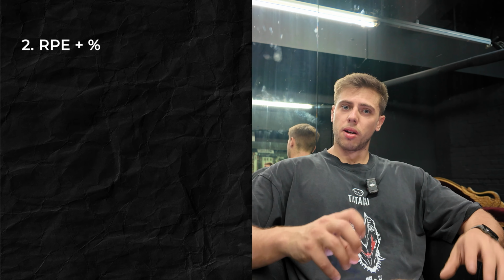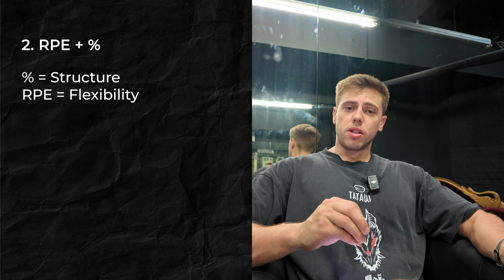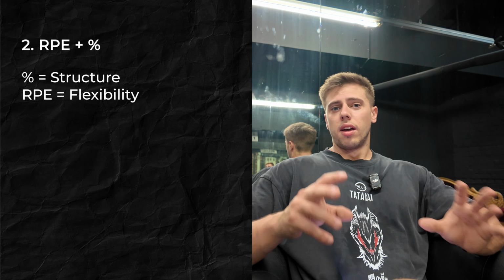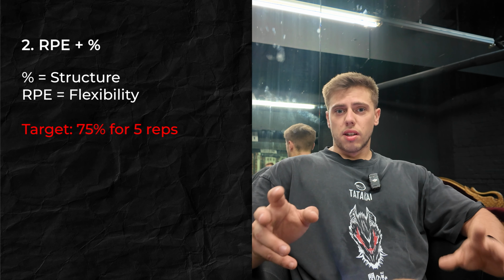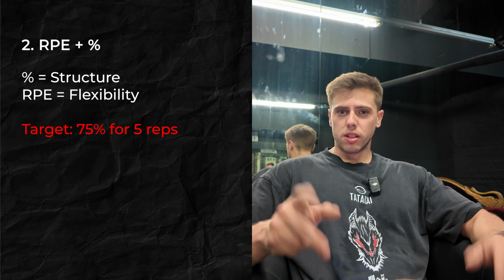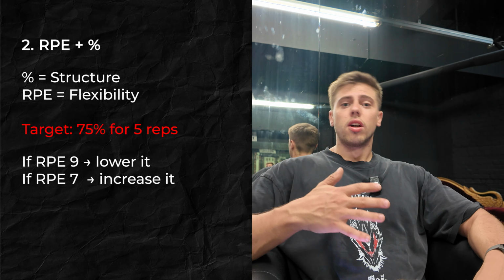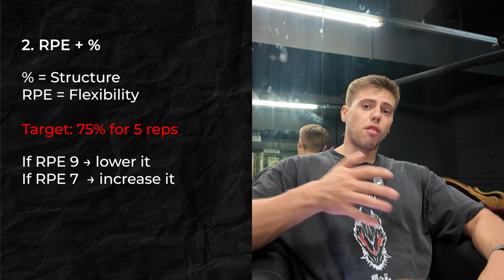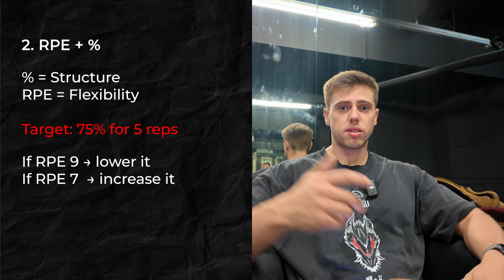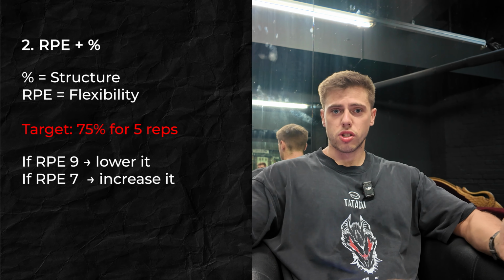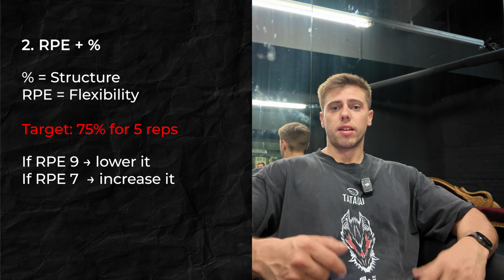So to wrap it up, percentage-based gives us structure, whereas RPE gives us flexibility. Now, if we have 5 reps planned at 75%, it should roughly equal an RPE 8. If you're overshooting, you are decreasing the load. If you're undershooting, you're increasing the load. As easy as that to reach the average intensity for that session.